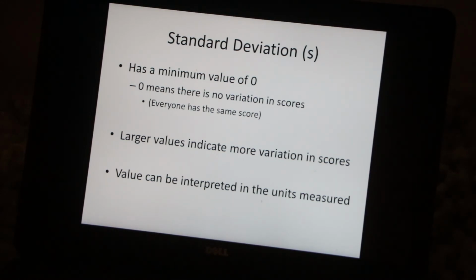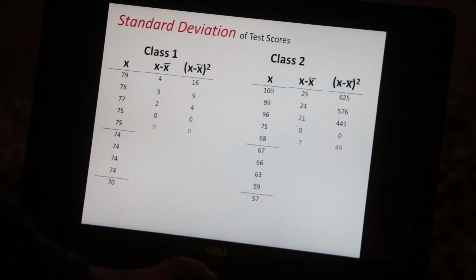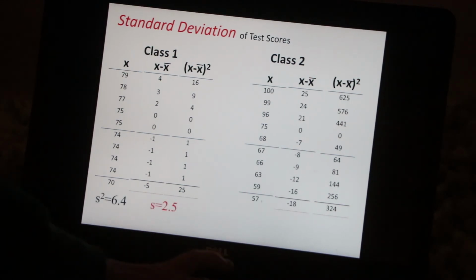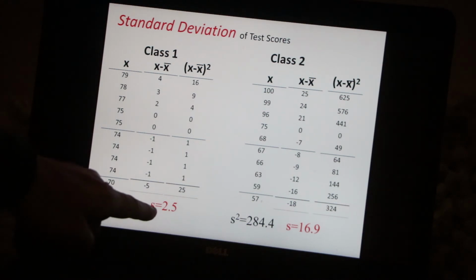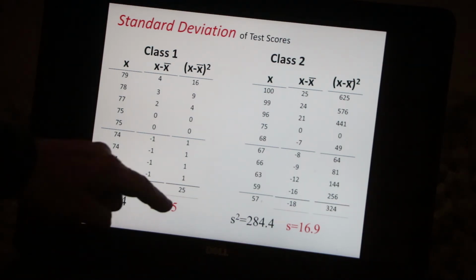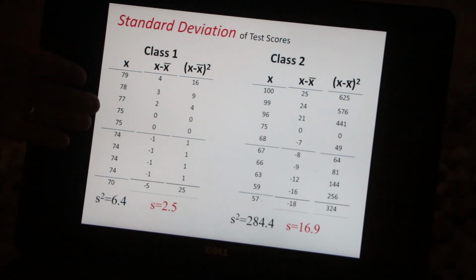So just a couple notes before, well, let's look at that. So here's the whole thing, and when we take the square root, we see that the average amount that every score deviates from the mean is around 2.5. But for this sample, the average amount that every score deviates from the mean of 75 is 16.9. So because this is bigger, there's more variation, there's more dispersion in that data.